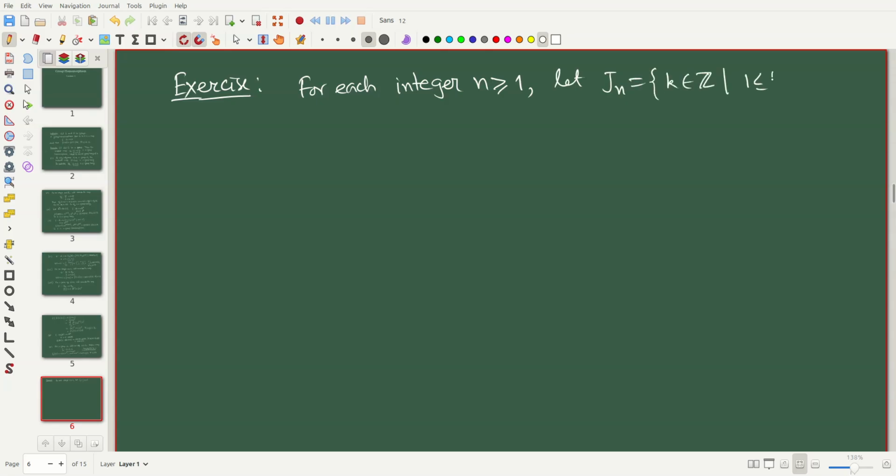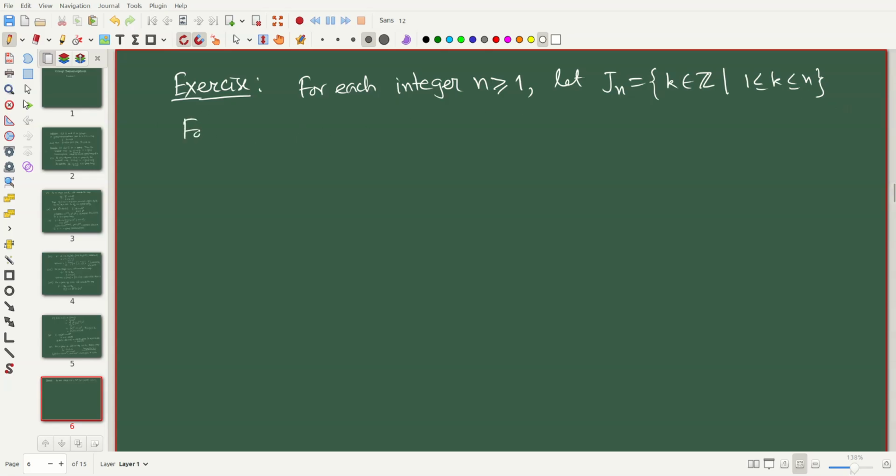Exercise. For each integer n greater than or equal to 1, let J_n be the set of integers k in Z such that 1 is less than or equal to k is less than or equal to n. So this is basically the set containing the elements 1, 2, up to n.